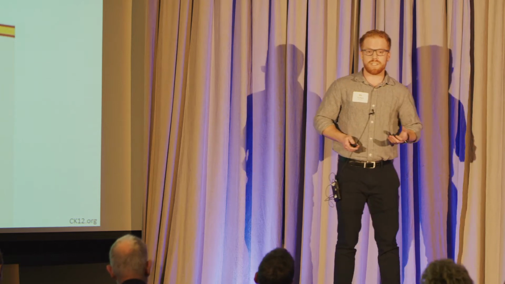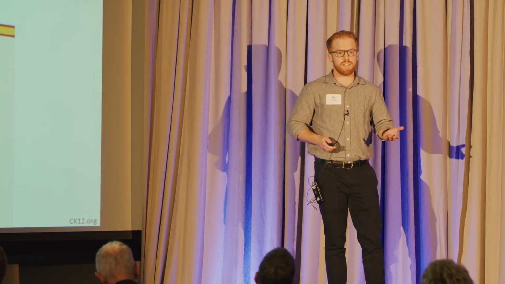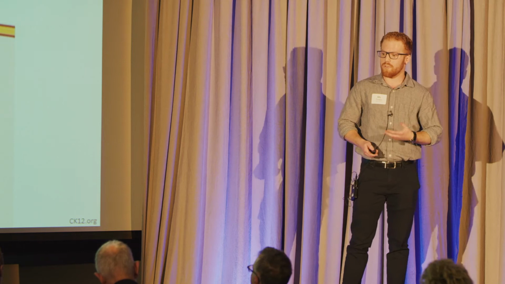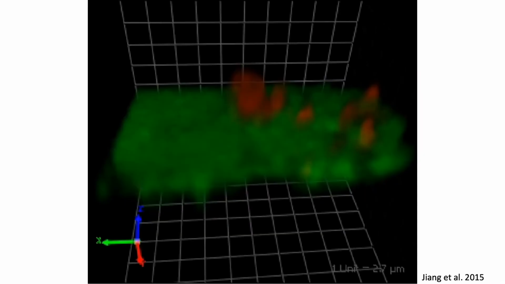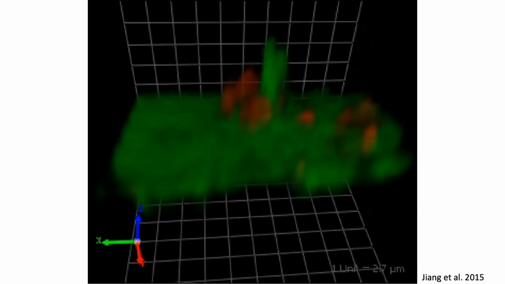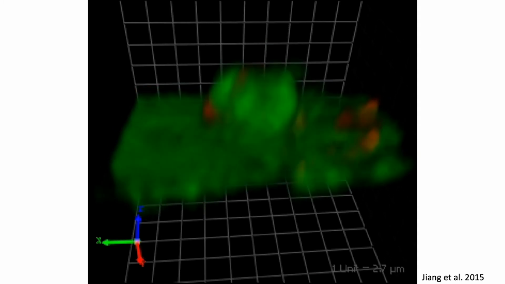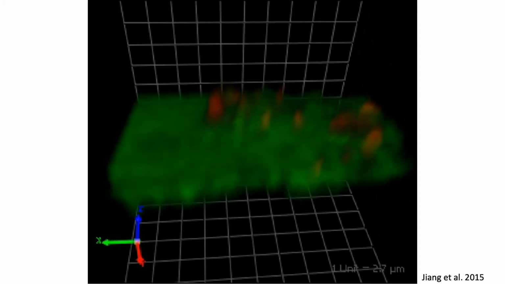So what we can actually do is take 3D movies of this ingestion taking place. So in this movie I'm about to show you, the green is the RPE cell, and the red is a piece of rod photoreceptor. And as you can see, the RPE makes this physical cup and engulfs the piece of rod, pulling it in for degradation and recycling.